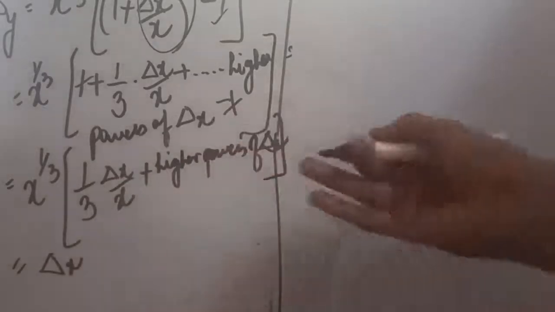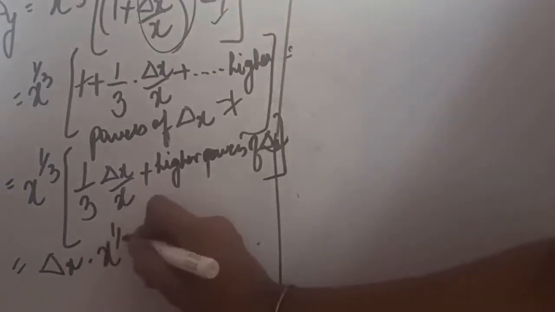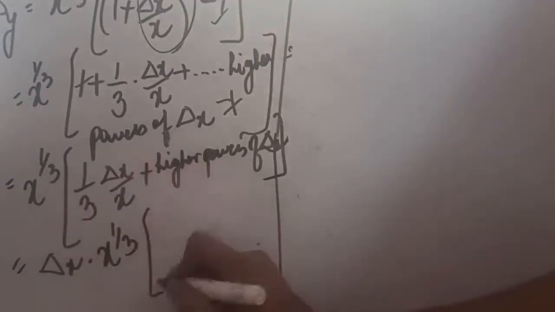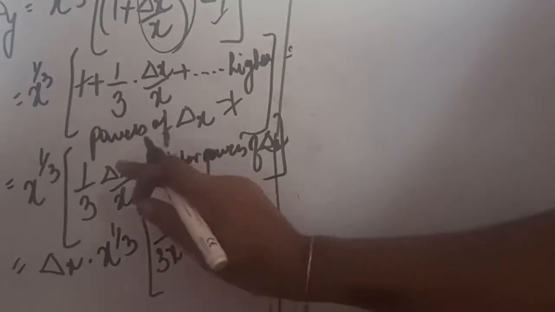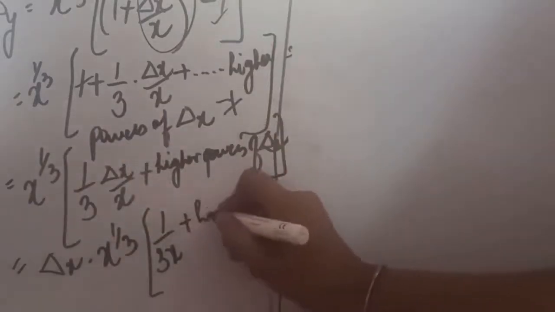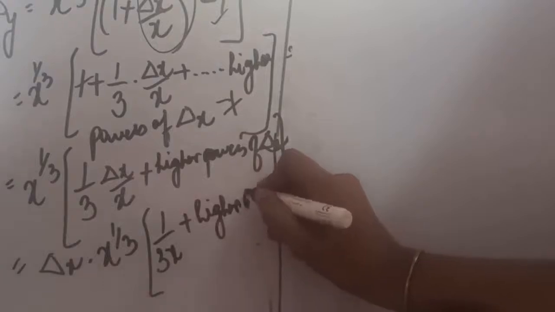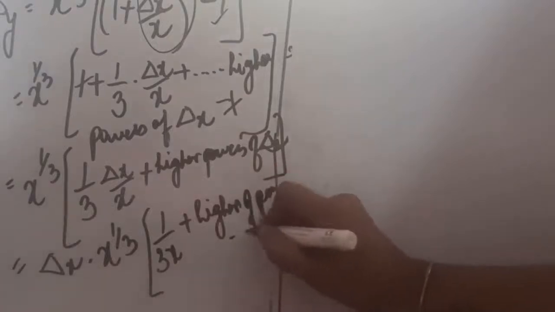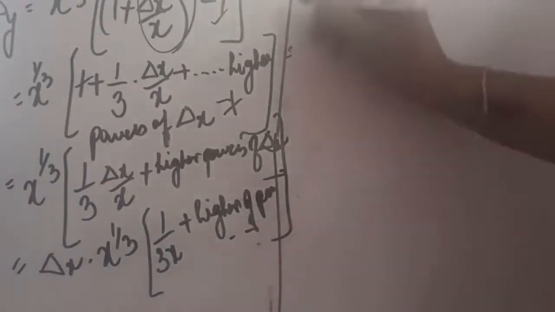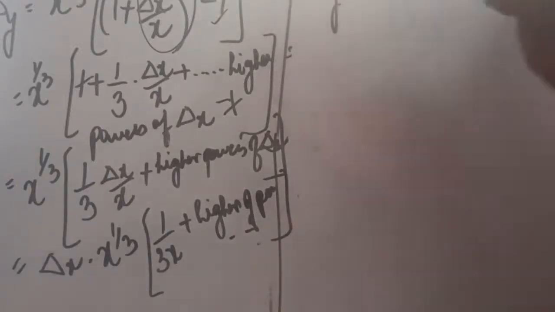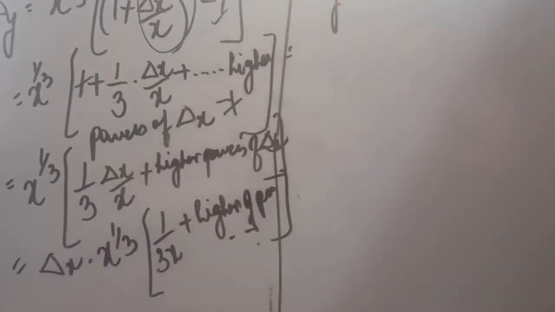Here one more thing we can do is, I am just taking this delta x out because I know in the next step I can cancel this delta x. So delta x power 1 upon 3 is at its own place and 1 upon 3x is inside. This delta x has gone out, plus higher powers of delta x. We will write it in the same manner, right? Next, on the left hand side, you all can see delta x is there. Now our next point is we have to divide both the sides by delta x.